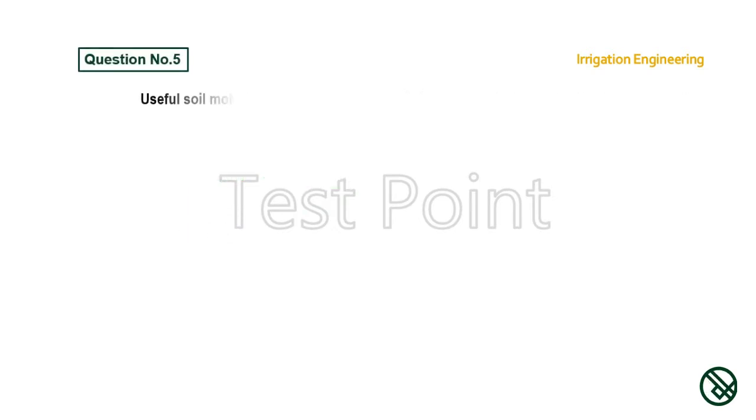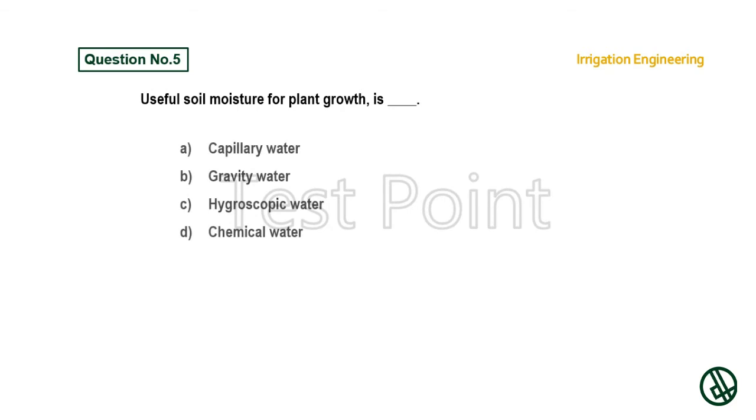Question number 5. Useful soil moisture for plant growth is: Option A, capillary water. Option B, gravity water. Option C, hygroscopic water. Option D, chemical water. Answer is option A, capillary water.